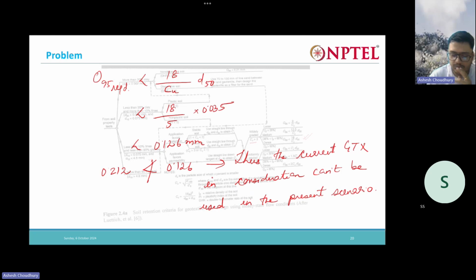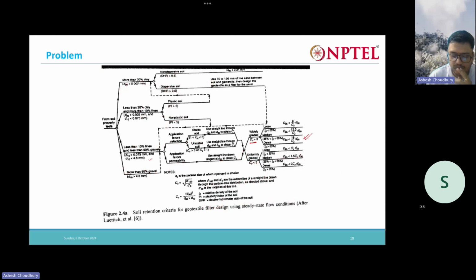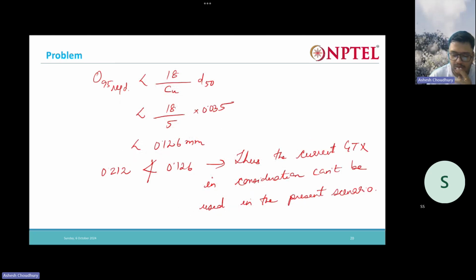From there, you can see that for various types of soil, different criteria are given. For our soil we choose the appropriate criteria and then check whether it is satisfied. We find that the geotextile given in the question cannot be used in the present scenario.